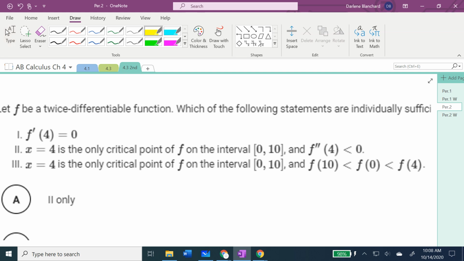I'm going to have to move forward. I'd like to give you more time, but yeah. So is it enough to just say the derivative at 4 is 0? Woo, absolute maximum. Oh my goodness, no. That is so out. It's just not even funny. Now, number 2, if you know that 4 is the only critical point of f on that interval, and you know the second derivative is negative, is that enough?